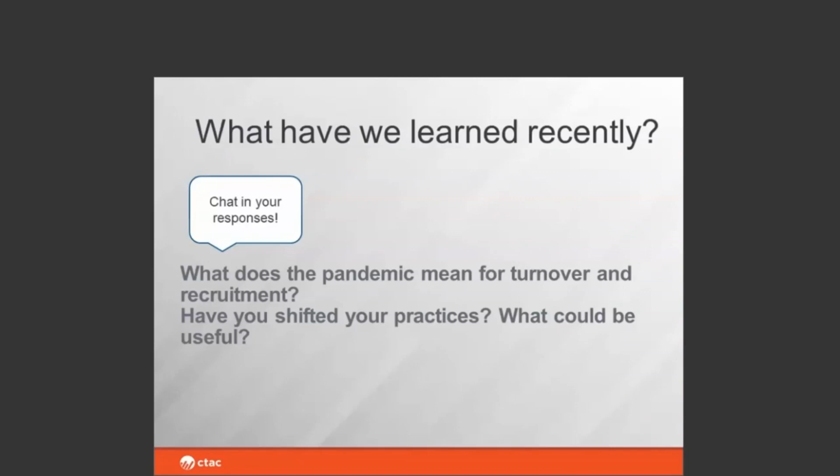So, as I think we're kind of getting at, most of this data was from prior to 2020, and obviously 2020 didn't occur from a January to December year timeline. So, what do we think the pandemic has meant for turnover and recruitment? Have you shifted your practices? What could be useful to maintain? Or maybe what are some of the consequences we may not have seen yet? And I'm just going to give y'all a second to chat in your answers.